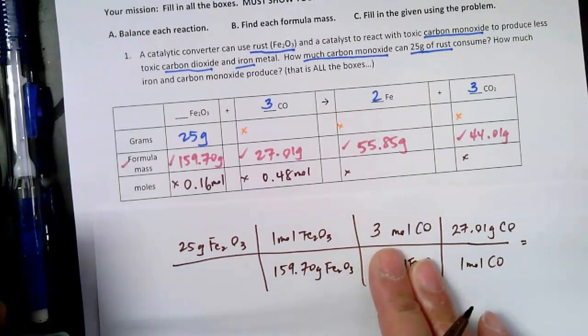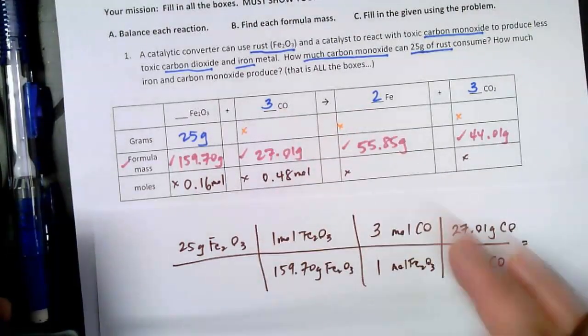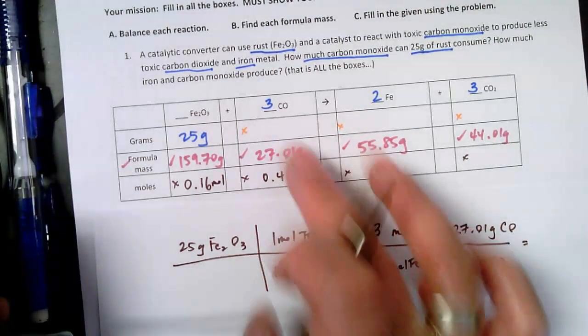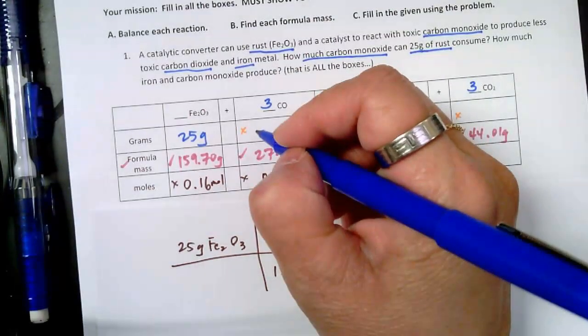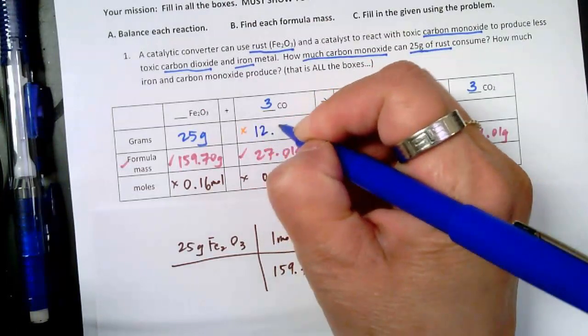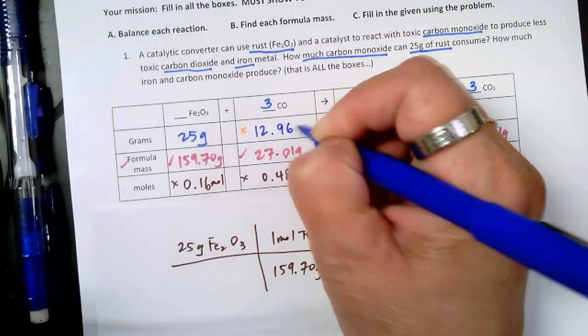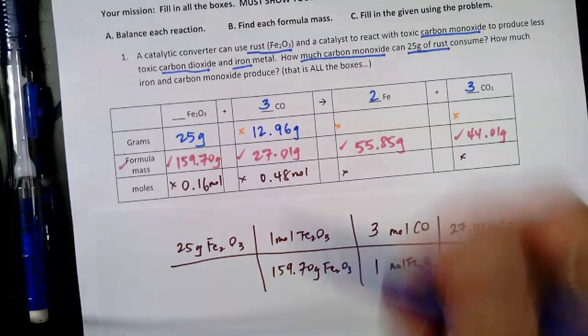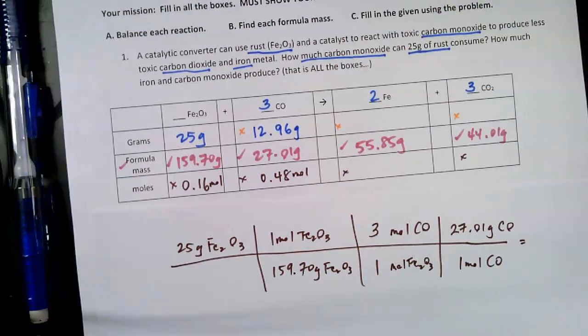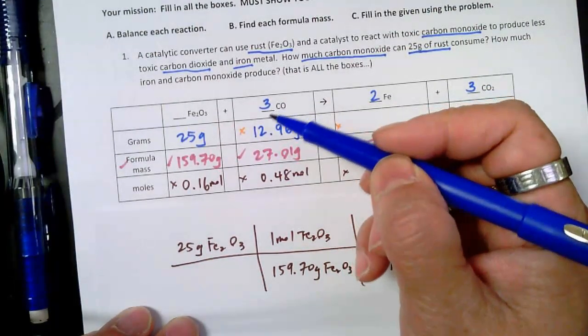Then when I have this answer, I want to go to grams. So ultimately, once I get this answer, then I'm going to multiply to get that answer. So times 27.01 grams, which will get me my grams, which is 12.96 grams. Okay?